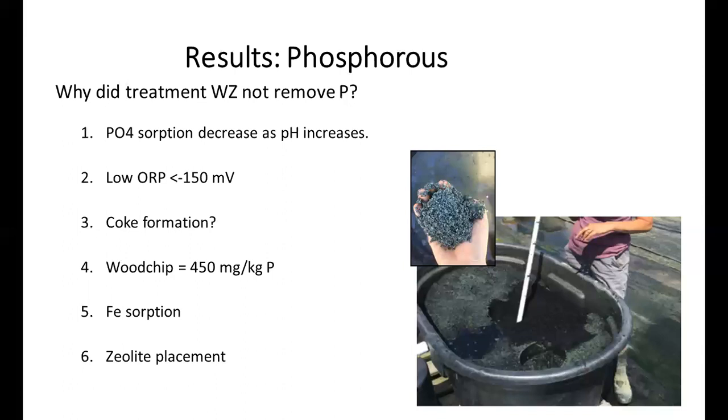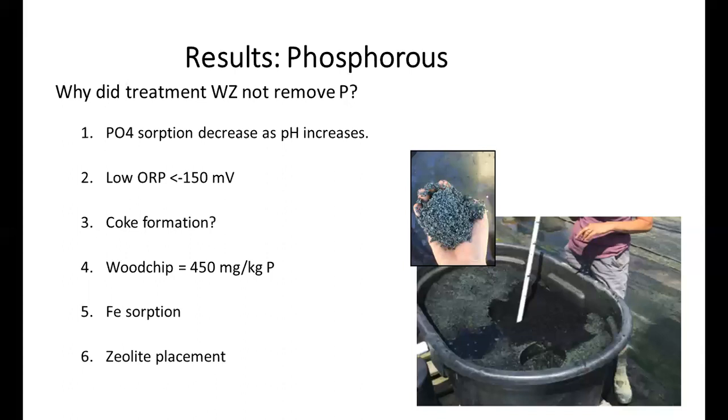Also, from our material analysis, we found that the oxidized zeolite had 3 times as much iron absorbed to it as compared to the reduced zeolite. If there's not iron bound to the zeolite, then there was not that cation bridge for the phosphorus to bind to.